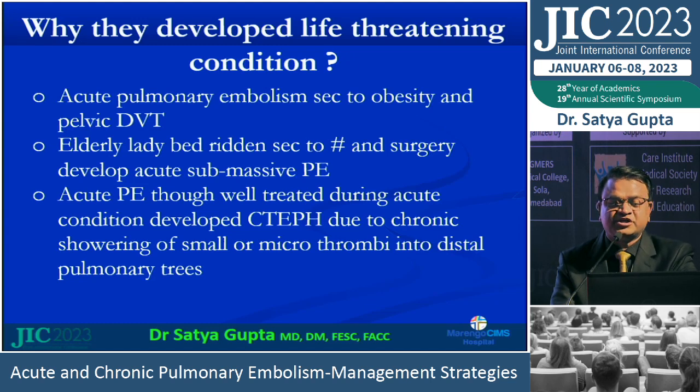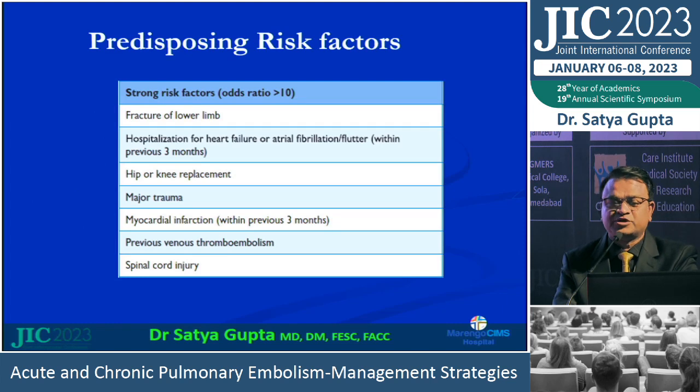Acute pulmonary embolism in the first patient was secondary to obesity and pelvic DVT. The second, an elderly lady, was bedridden because of surgery, and she developed submassive pulmonary embolism. The third patient was quite a young patient. In spite of giving NOAC and appropriate medical therapy, he used to have a chronic showering of small or microthrombi in the distal pulmonary tree. That's why he developed chronic thromboembolic pulmonary disease.